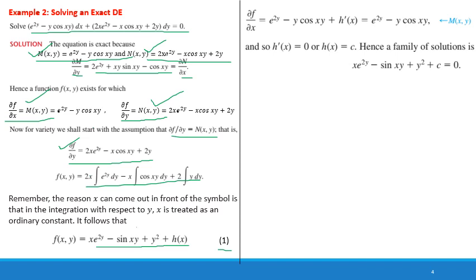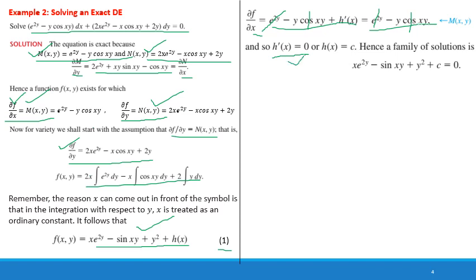When we differentiate equation number 1 with respect to x, we will get this answer, and we know that function m is also equal to partial f by partial x. So putting function m over here and simplifying, we can observe that h dash of x is equal to 0 because e^2y is present on both sides, so it will be cancelled out, and y cos xy is also cancelled out. So we are left with h dash of x equal to 0.